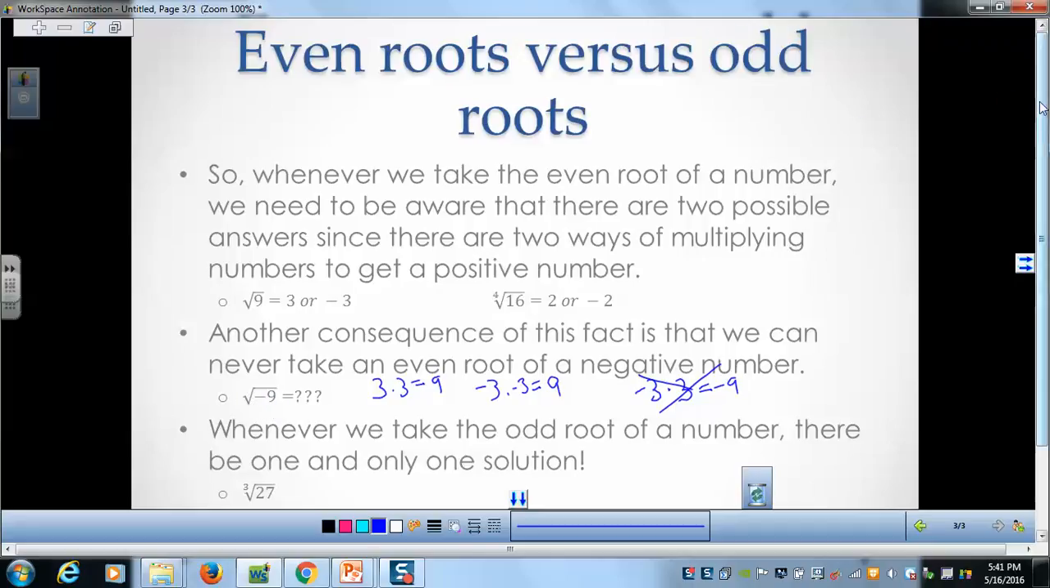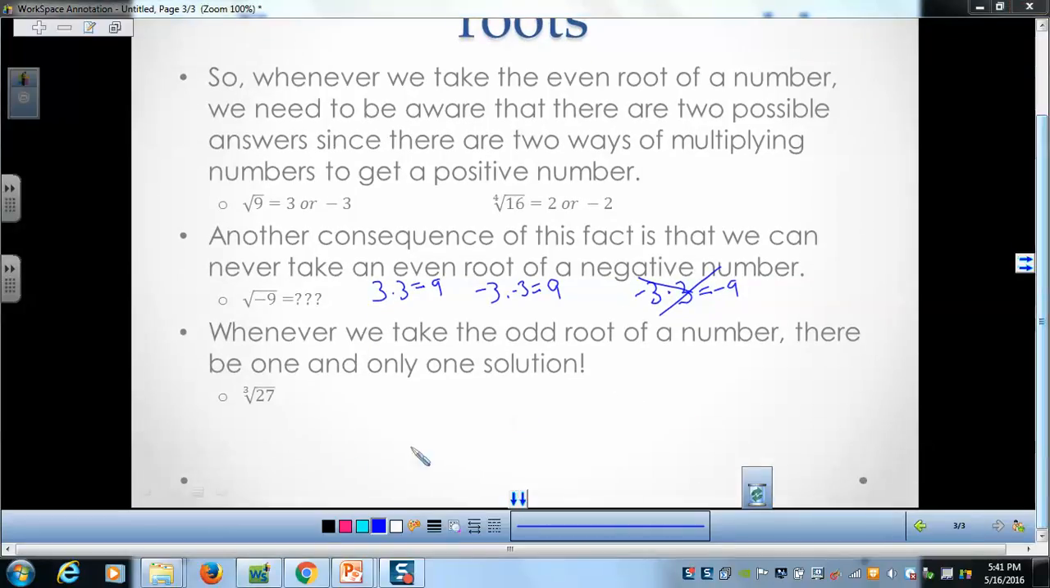Now, what happens whenever we have an odd root? There will be one and only one solution. So what number times itself 3 times will be 27? Just 3 times 3 times 3. Because notice, if we did negative 3 times negative 3 times negative 3, that's positive 9, and then that would give us negative 27. So we can see that this would not match this one. So one and only one solution.